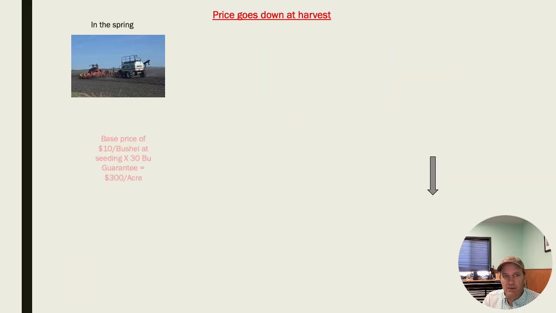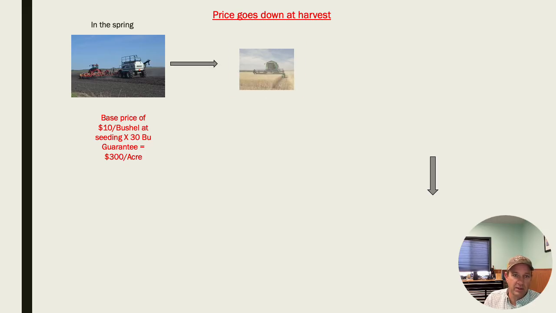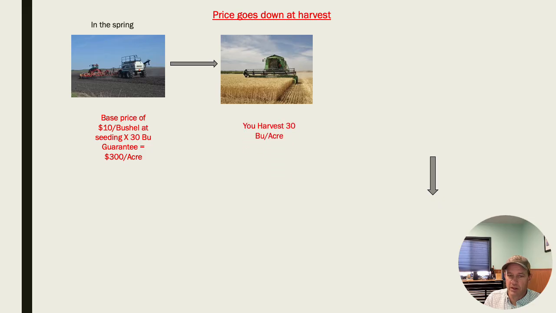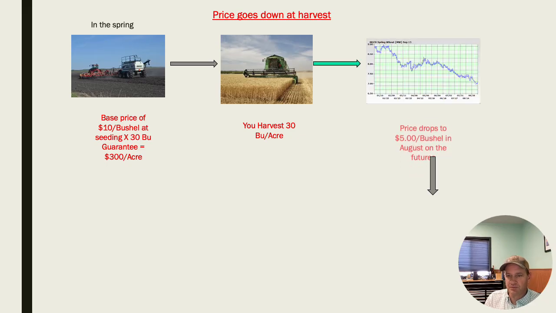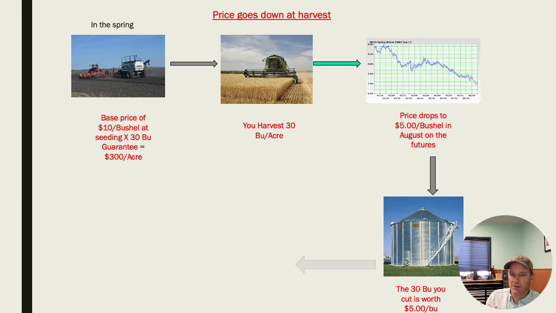So what happens if it goes down at harvest? If it goes down, they never drop your guarantee. So that's another real positive on the crop insurance side. So start at $10 a bushel base price times a 30 bushel an acre guarantee. So we start at $300 in this scenario. We're going to say we harvested a 30 bushel crop. So remember, we have a 30 bushel guarantee. Normally, if we were in yield protection, we wouldn't have a claim, right? But now the price has dropped to $5.